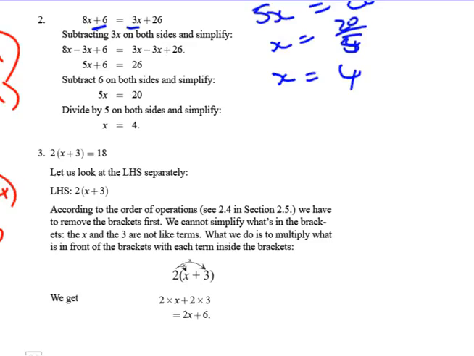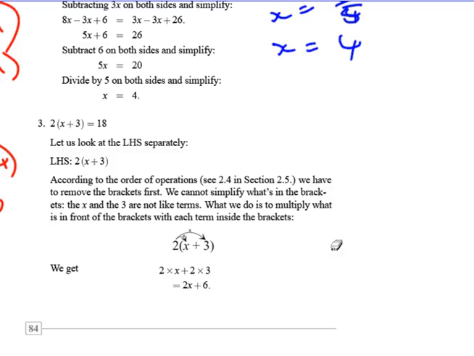This only works for multiplication. If there was a squared outside that bracket, for example, it's a very different story. You can't just square each number. This only works for multiplication. We call it multiplication by distribution.